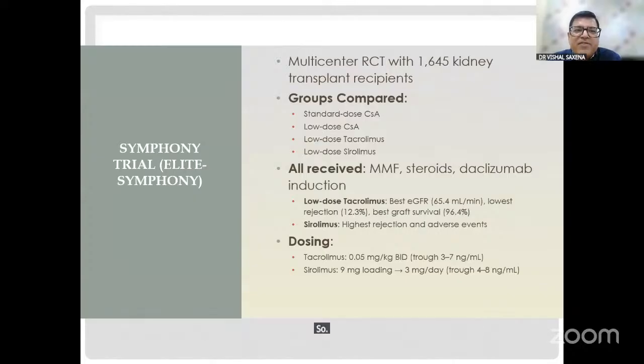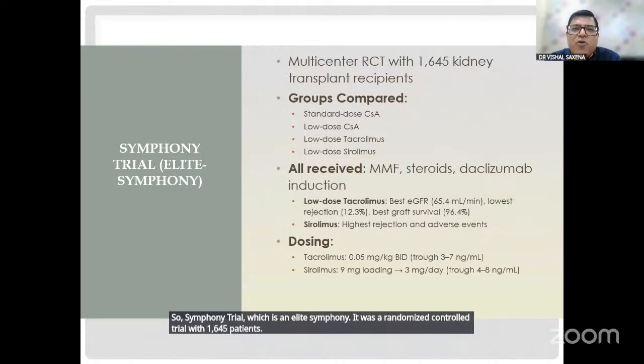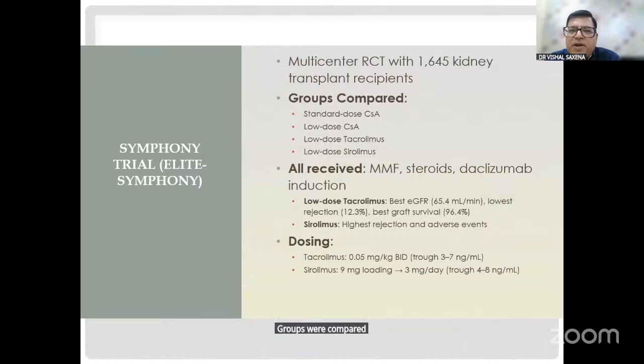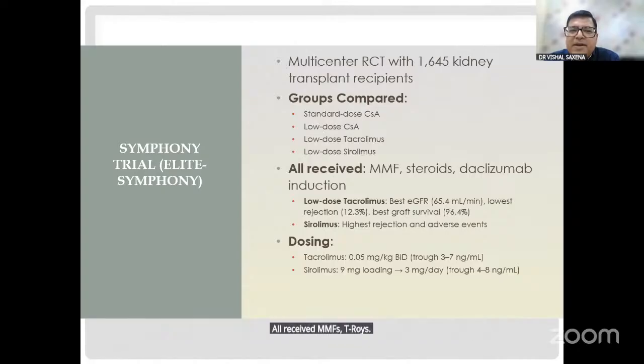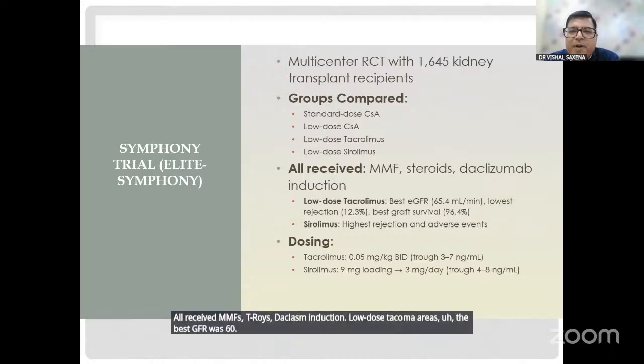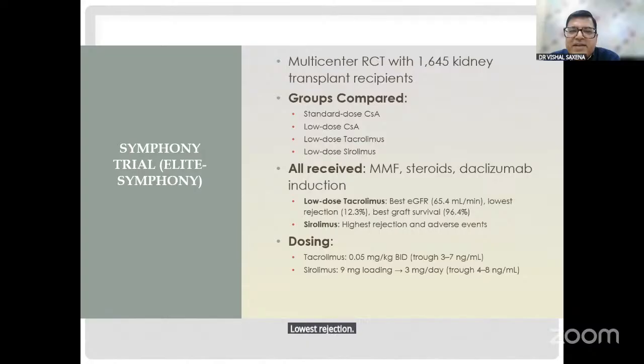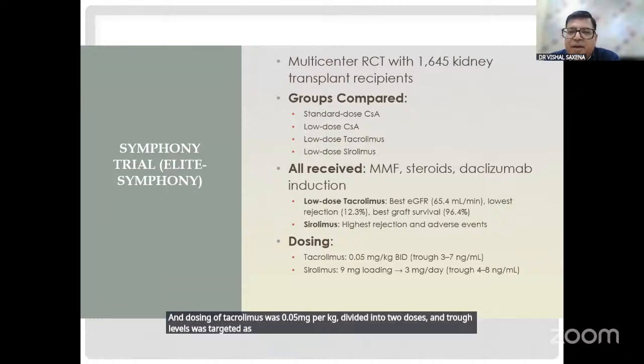The Symphony trial, which is Elite Symphony, was a randomized controlled trial with 1,645 patients. Groups were compared as standard dose cyclosporin, low dose cyclosporin, low dose tacrolimus, and low dose sirolimus. All received MMF, steroids, and daclizumab induction. Low dose tacrolimus had the best GFR at 65.4 ml per minute, lowest rejection at 12.3%, and best graft survival at 96.4%. Sirolimus had the highest rejection and adverse events. Dosing of tacrolimus was 0.05 milligram per kg divided into 2 doses, and trough level was targeted at 3 to 7 nanogram per ml.